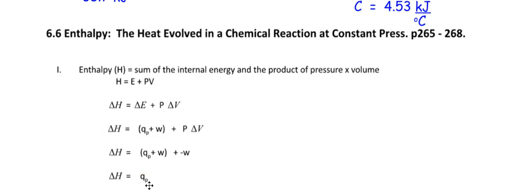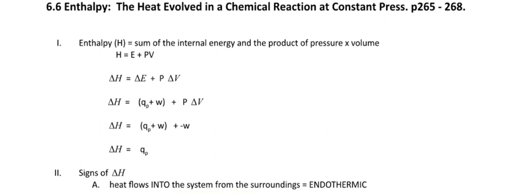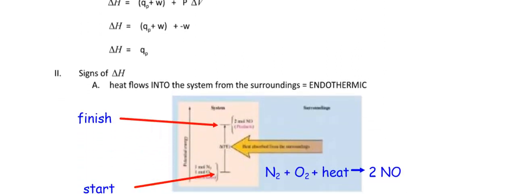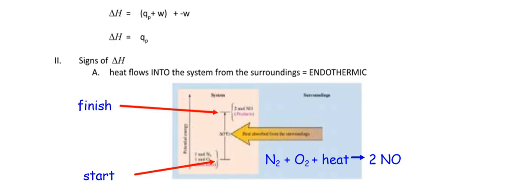This is another place where you really have to look at your units, okay? What do you want delta H in, kilojoules or kilojoules per mole? That is something you need to keep your eye on and answer the right question. Delta H is going to be a lot like Q, so the similar kind of questions I ask you about Q will work the same as delta H. So we have the sign of delta H. Heat flows into the system from the surroundings. It's endothermic. Why? Because you start at the bottom, you gain energy, and you finish up here, okay?